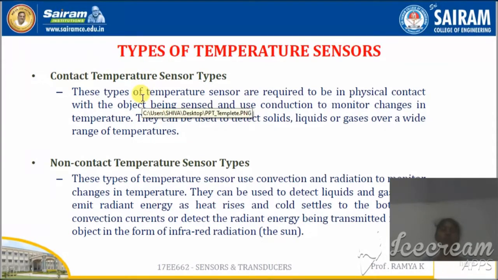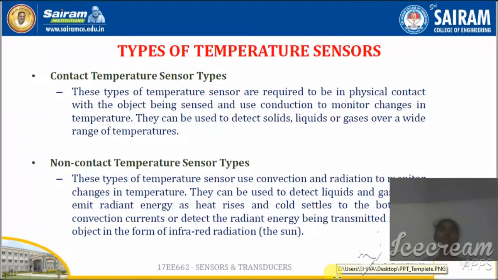In case of a non-contact temperature sensor, there is no physical contact between the sensor and the object to be sensed. This is the main difference between the contact temperature sensor type and the non-contact temperature sensor type. It detects things like radiation energy, radiant light being transmitted, infrared radiation from the sun, and convection current. It can also be used to detect liquids and gases, but it is mainly used to detect the emitted radiant energy as the heat rises.